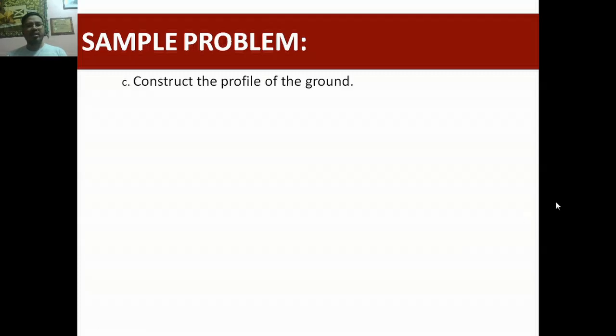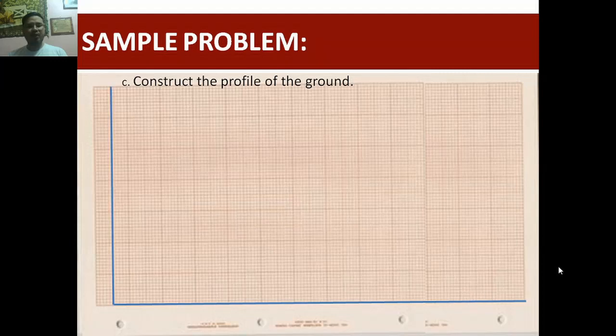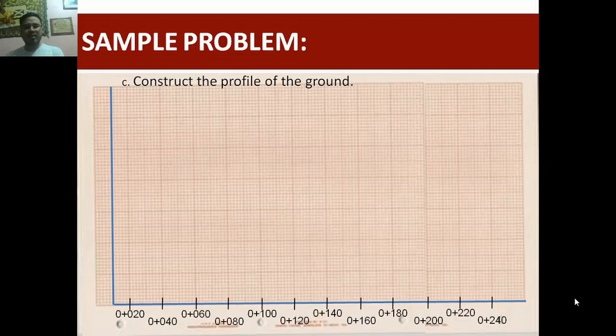Okay, so letter C is we are going to construct the profile of the ground. So, I have inserted here a picture of a cross-sectional paper. So, first, we are going to draw a horizontal line for the stationing, vertical line for the elevation. And then, you are going to divide the horizontal line into equal divisions. You are going to label that one. The first to label are the stations. After that, you also divide the vertical line into divisions. Okay? Like that one.